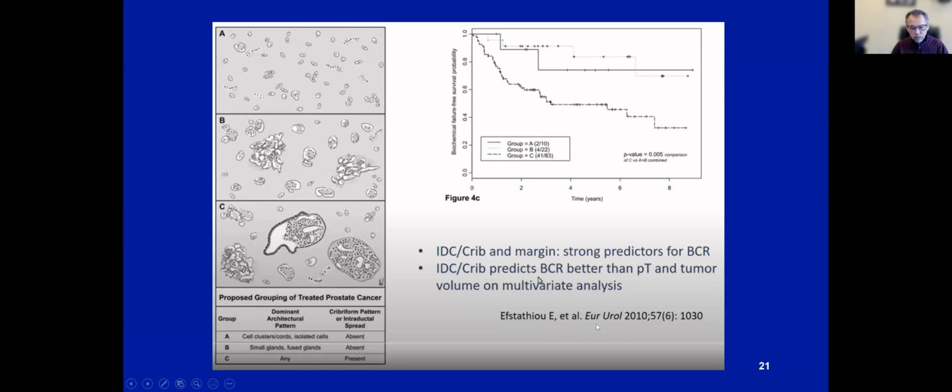But this is a very interesting study from European Urology, in which the authors divided the tumor morphology into 3 categories: cell clusters, cords, isolated cells, small glands, and fused glands, and then cribriform morphology. As seen here, any cribriform morphology, which is group C in this study, shows very poor outcomes. So intraductal carcinoma and cribriform morphology in this study predicted biochemical recurrence better than pT and tumor volume on multivariable analysis. So recognizing that you have this morphology, but you are dealing with post-treatment samples, could provide very important evidence regarding the tumor aggressiveness in this particular setting.